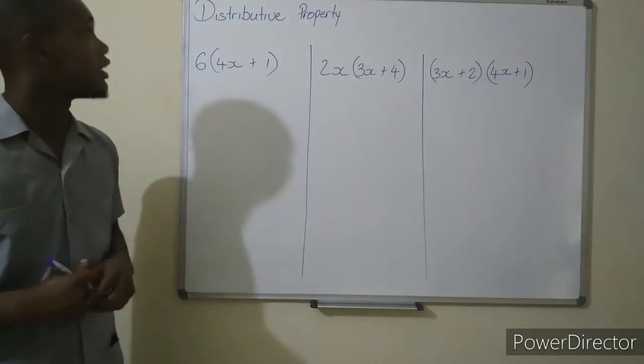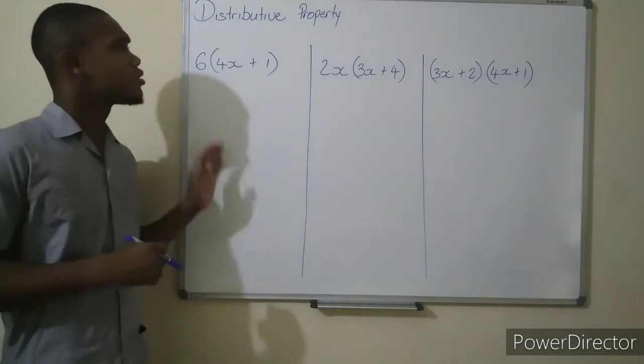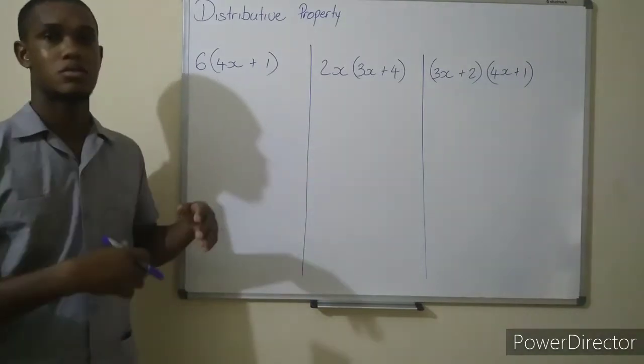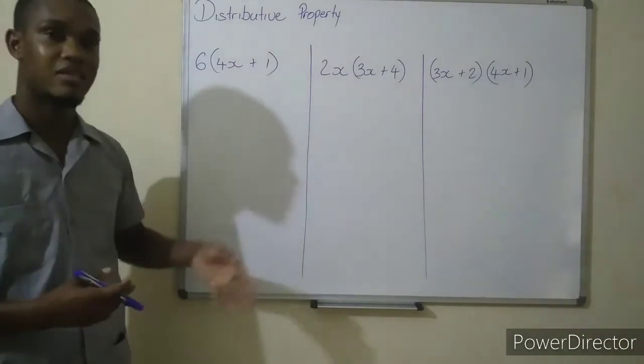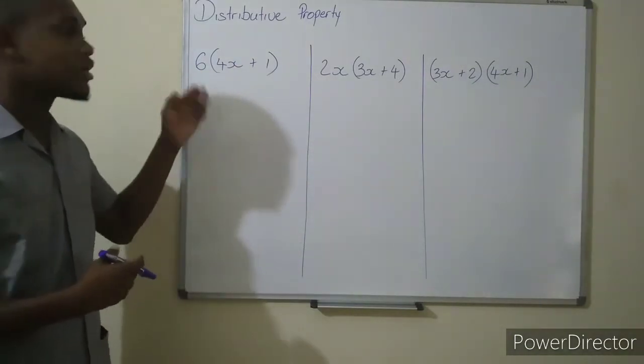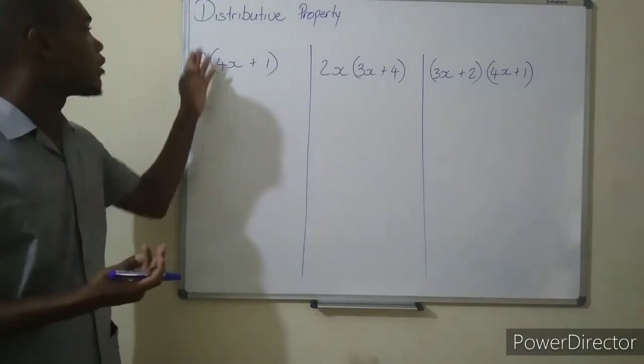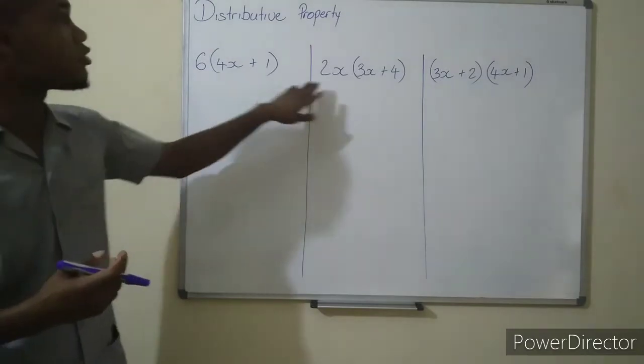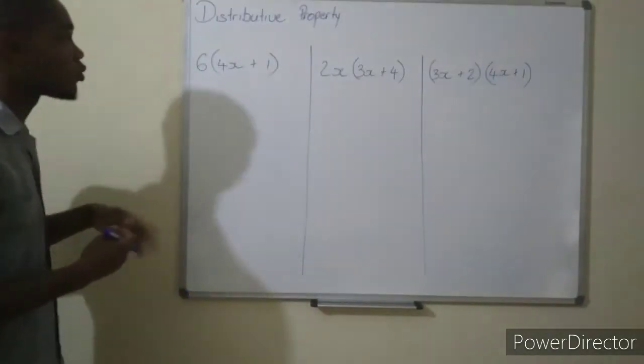So today we are looking at the distributive property. With the distributive property, it just means that you're sharing what's on the outside with what's in the bracket, basically. So it's generally multiplication of what's inside the bracket with what's outside the bracket. I have three different types of examples for us to go through.